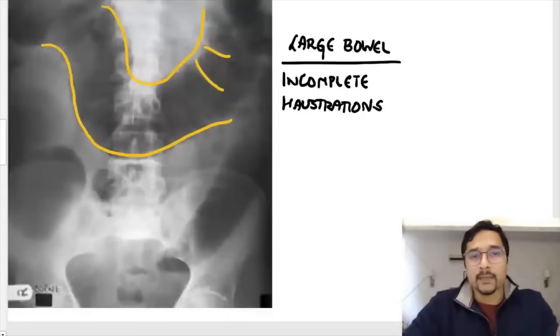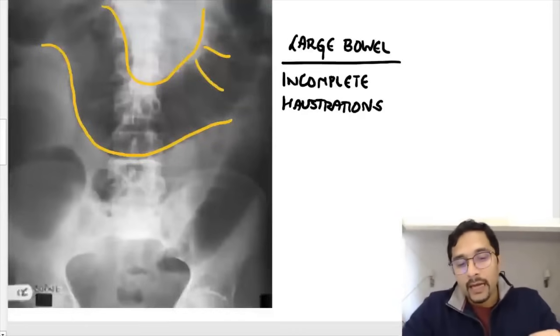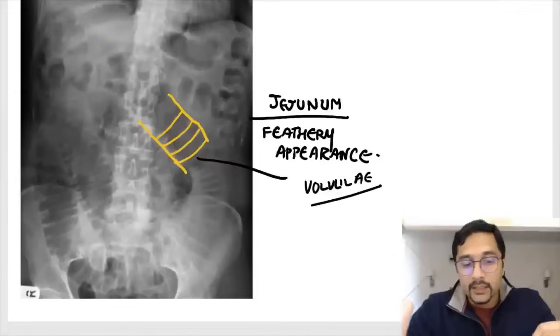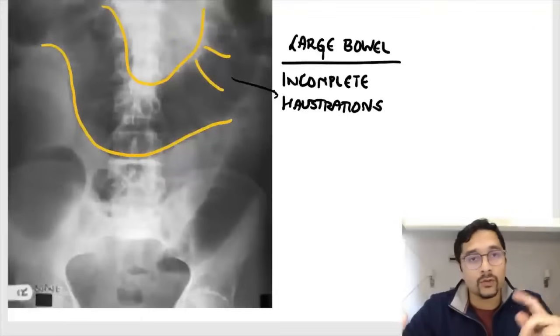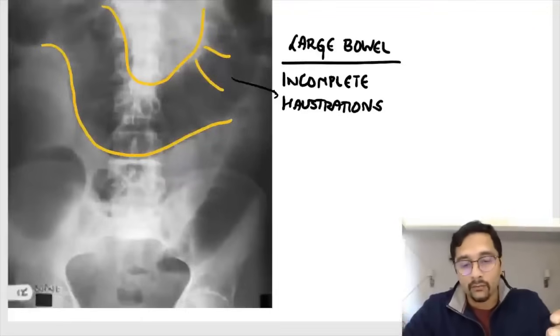Large bowel is seen in the periphery of the X-ray film, with incomplete haustrations. You can compare them with these valvulae. Valvulae were going from one wall to the other, whereas haustrations do not traverse the entire wall.